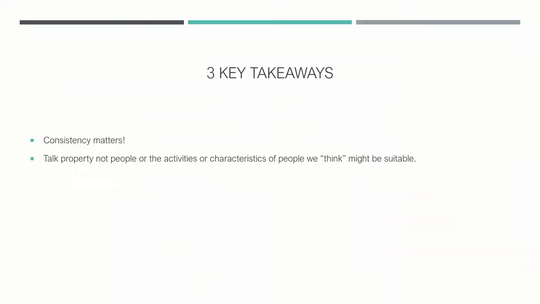Another important thing to take away, just focus on the property. Talk about the property, not about people or activities or characteristics of people that we think might be suitable for this party. Again, like in the Dunwoody example, focus on the part that says show me properties in Dunwoody rather than show me properties where I think there will be people of my same faith.